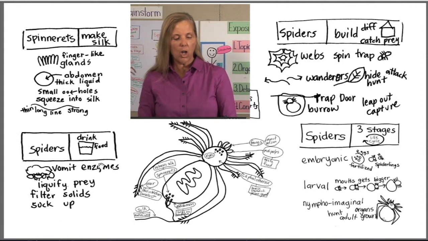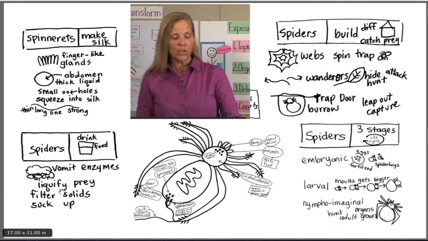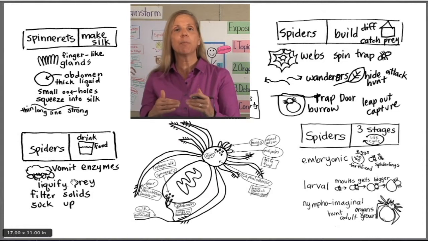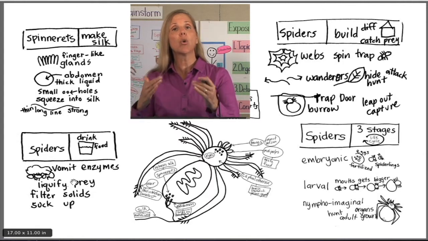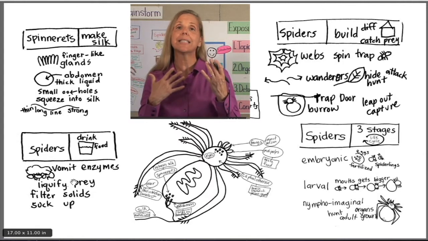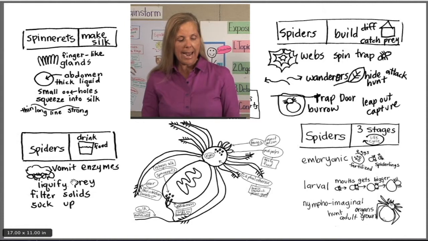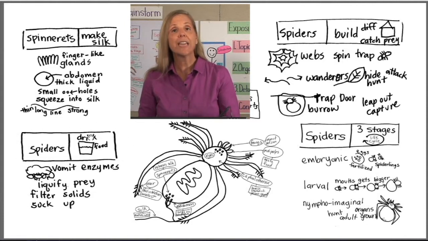Spiders. Oh, they vomit enzymes on their prey. It liquefies it. Then they filter it up and then it turns the solids into a liquid and they suck it up. Can this information go in any order, or does it have to stay in order? It has to stay in order. So what happened in this information? They were drinking their food.